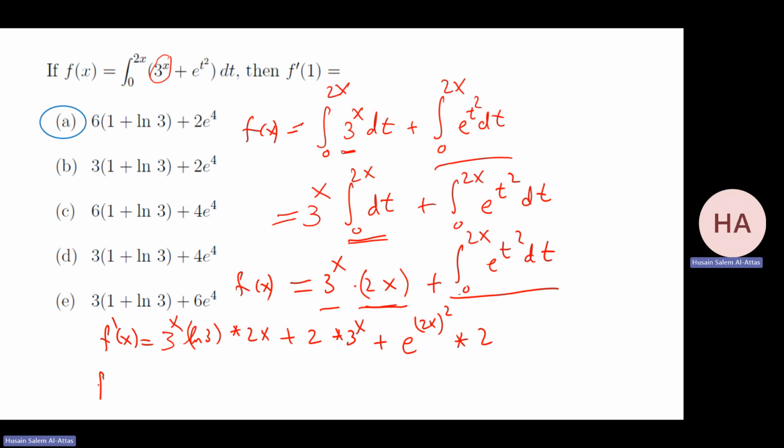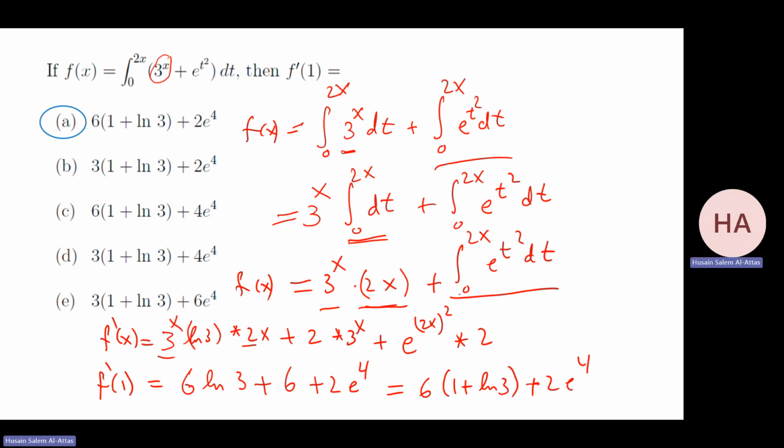What they want is f prime at 1. Let us do the calculation. That will be 3 ln 3 times 2 times 1, that will be 6 ln 3. Plus 6 here. Plus 2 e to the power 4. So I can write it as 6 times 1 plus ln 3, plus 2 e to the power 4, which is this.